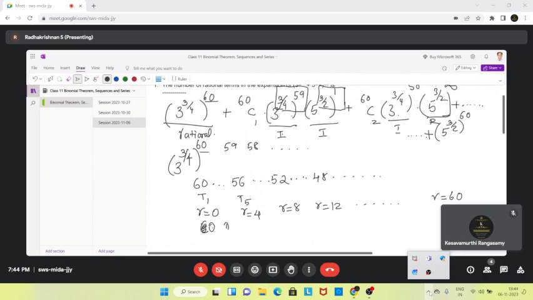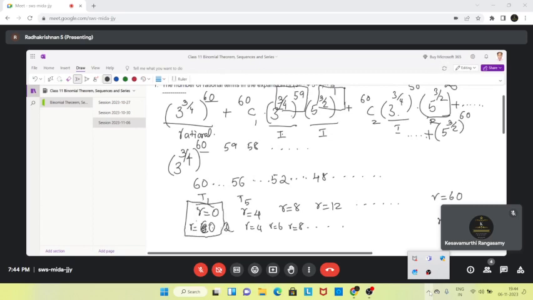But when it is R equal to 2, if you see 5 to the power of 3 by 2 whole to the power of 2 will become rational, right? Because 3 by 2 into 2 is integer. So when R equal to 2, it is rational. Then R equal to 4, R equal to 6, R equal to 8, and so on up to R equal to 60. So when R is 0, both the terms are rational. So we get a rational term.